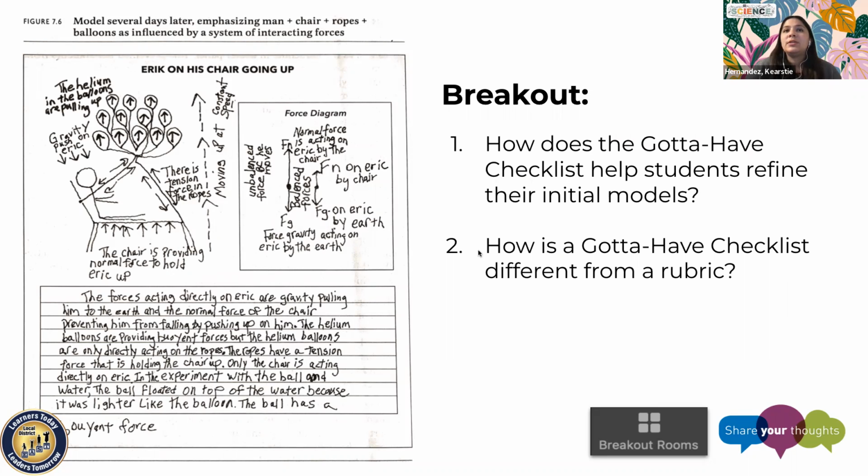So what we're going to do now is put you into breakout rooms. First question, how does the gotta have checklist help students refine their initial models? How did that checklist help bring the students to be able to produce something like this final model? And then the second question, how is a gotta have checklist different from a rubric? We're going to put you into breakout rooms for about 5 minutes to discuss these questions, talk about what you see, and then we'll come back and whole group share. Are there any questions?